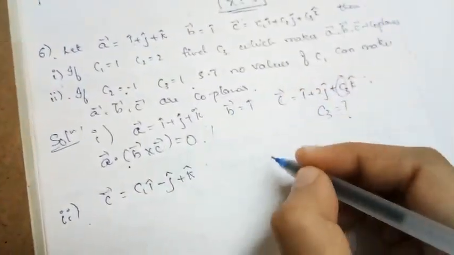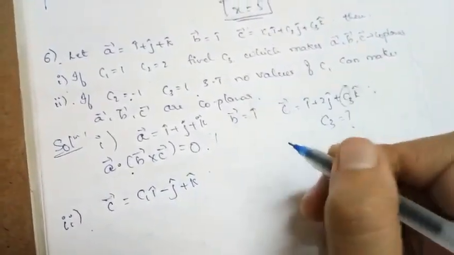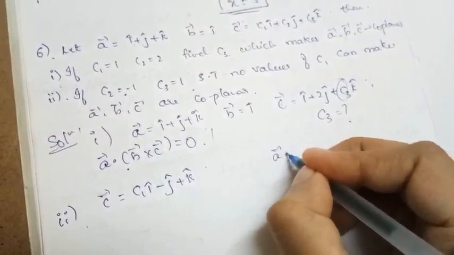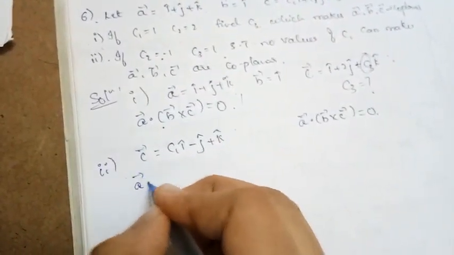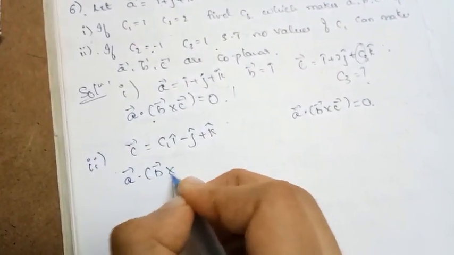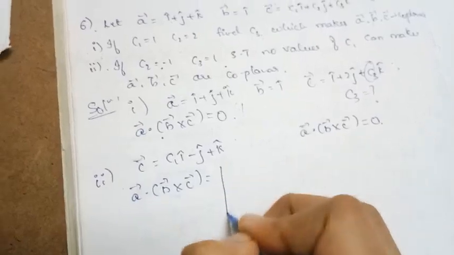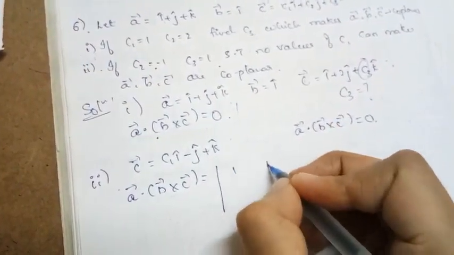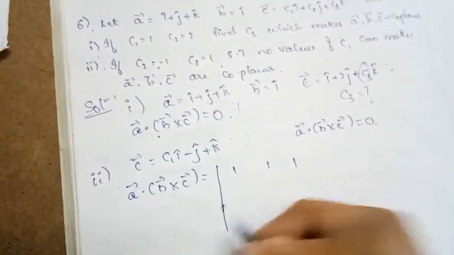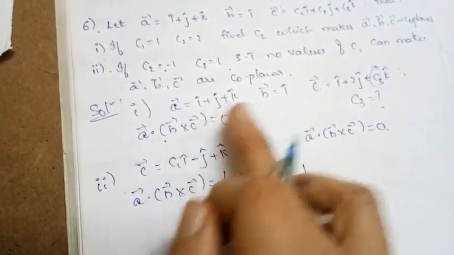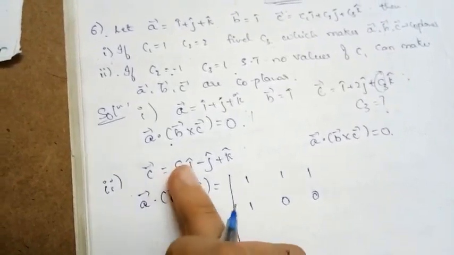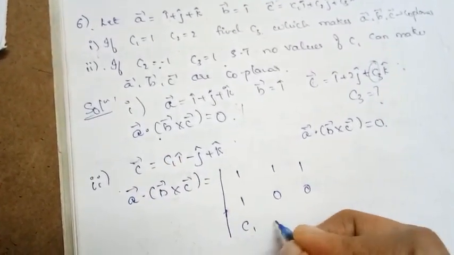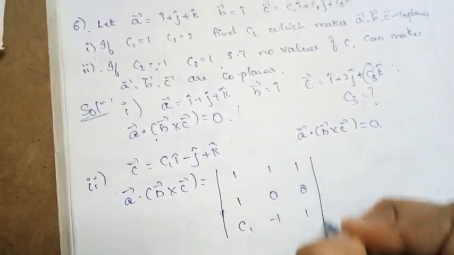So the thing is, when we say these three vectors are coplanar, we get the scalar triple product equal to 0. So now let us find the scalar triple product of these vectors. Our vector A, the components are 1 1 1. Components of vector B are 1 0 0. Components of vector C are C1, minus 1, 1.